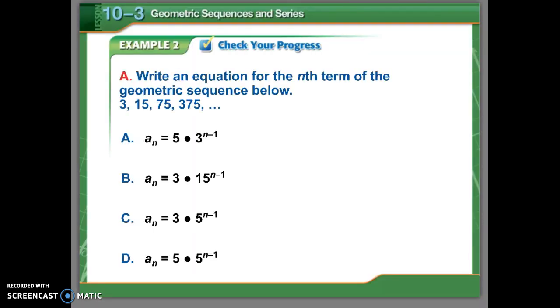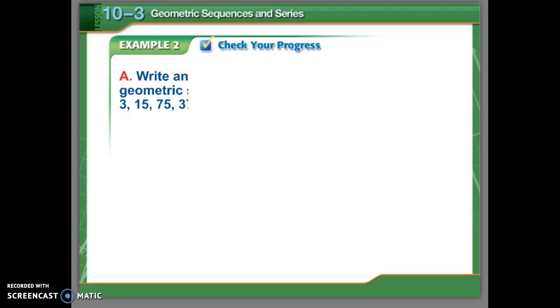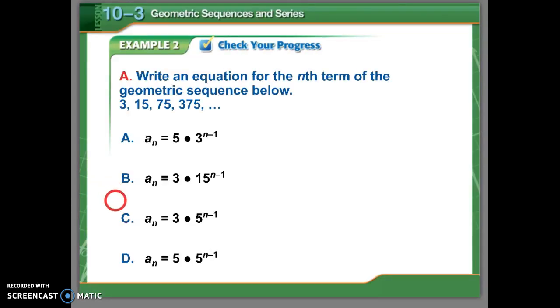Okay, here's a problem to check your progress. Go ahead and pause the video and read through the problem. We'll see the answer on the next screen. And the answer this time is choice C. First number is 3, and we're multiplying by 5 each time to get the next number in the sequence.